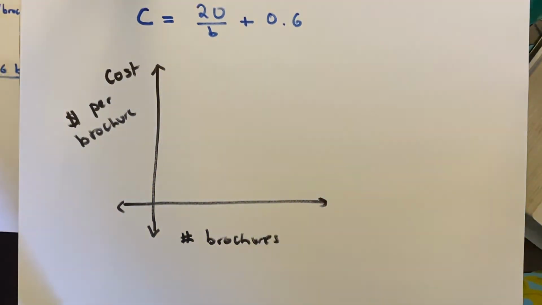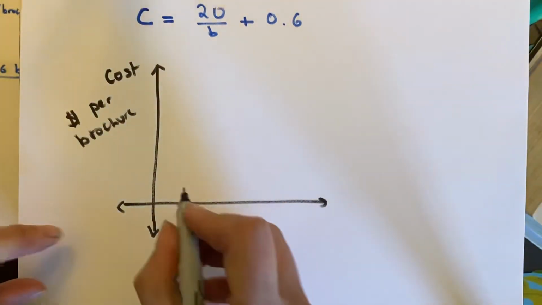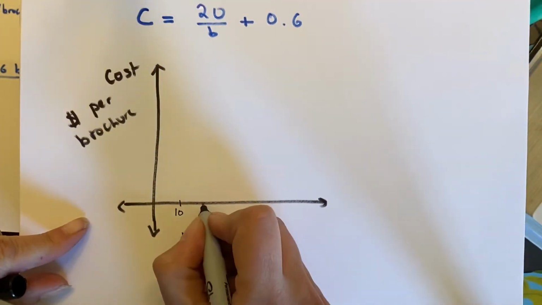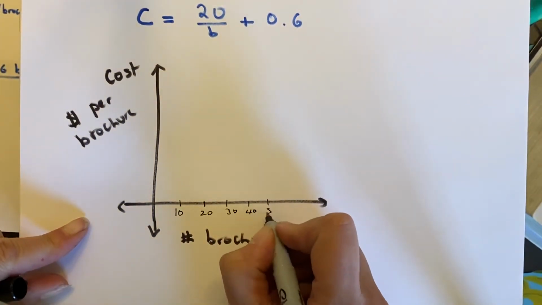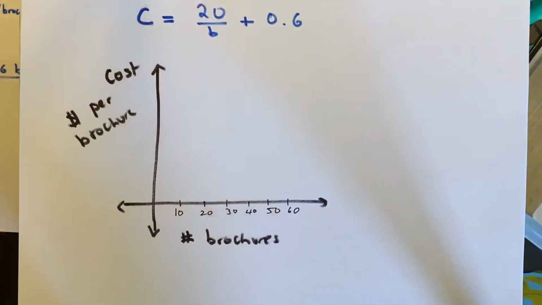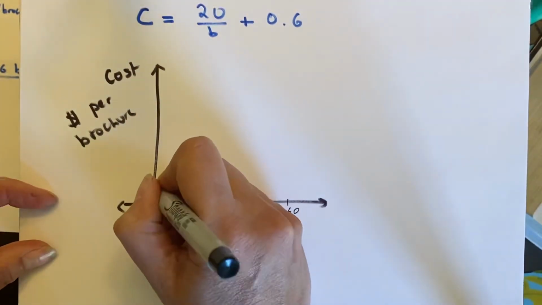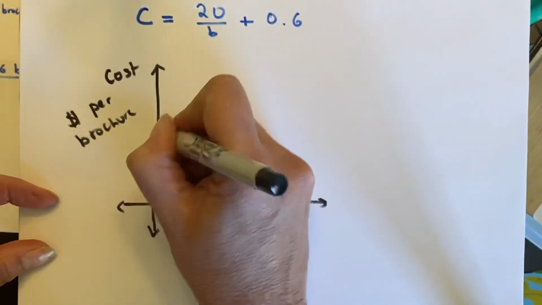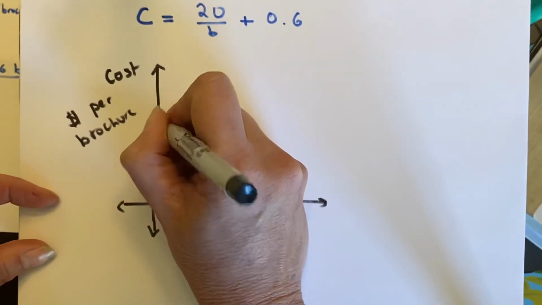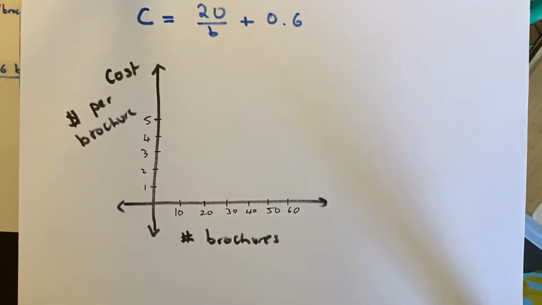And the number of brochures go in increments of 10: 10, 20, 30, 40, 50, 60. And if I have to go further, I will, but I'm hoping I don't have to go too much further. And then here I'm going to do roughly 1, 2, 3, 4, 5, because going any higher per brochure is completely unrealistic for costs. Okay, well, let's graph our function.